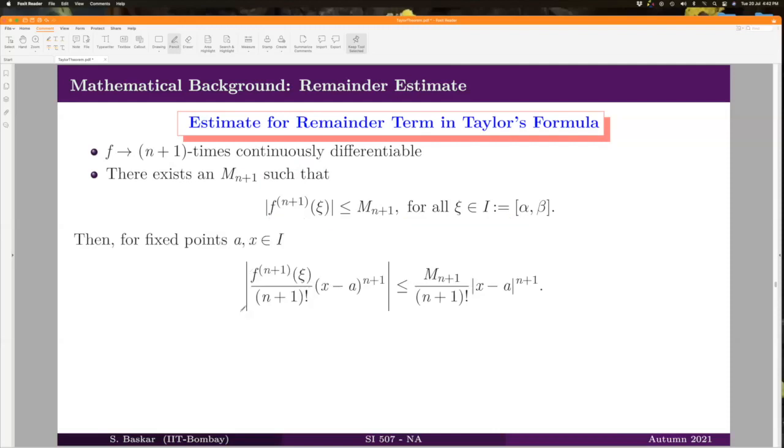So the truncation error now can be bounded by this quantity. What we did, we have just replaced mod f n plus 1 of xi by correspondingly its upper bound. Rest all are kept as it is, right? Just because we are replacing the function by its upper bound, we have the less than or equal to sign here. That's all. Now, can we call this the estimate of the truncation error?